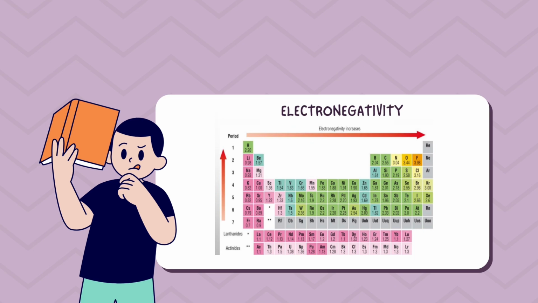Down a group, electronegativity decreases. This is because the atomic number increases down a group, and thus there is an increased distance between the valence electron and the nucleus, or a greater atomic radius, thus less power to attract electrons.